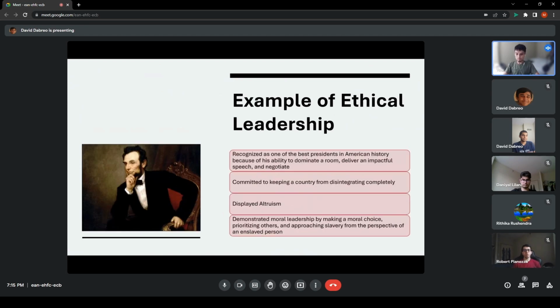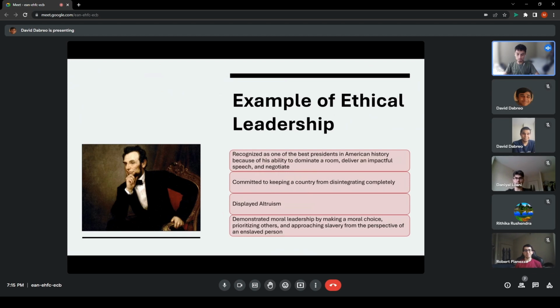Lincoln appeared to be a born leader. He's recognized as one of the best presidents in American history because of his ability to dominate a room, deliver an impactful speech and negotiate. As a leader, Lincoln was committed to keeping a country from disintegrating completely. There are many great qualities about Lincoln, but we will focus on how his leadership was ethical.